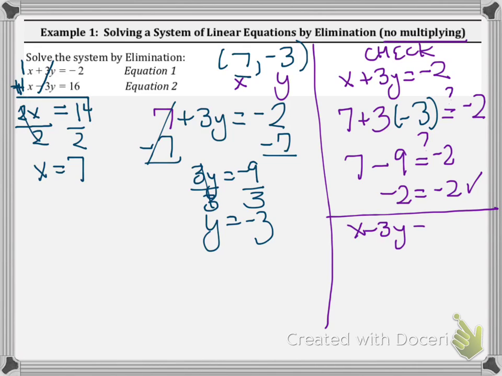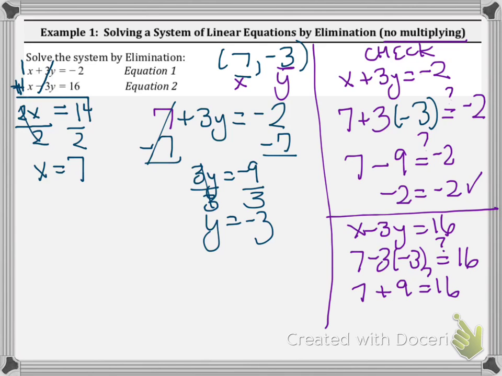x minus 3y equals 16. So again, we're replacing the x's and the y's with the 7 and the negative 3. So x is 7 minus 3 times y, which is negative 3, and that equals 16. We're going to see if it actually equals 16. So negative 3 times negative 3, order of operations, is positive 9. Does that equal 16? And yes, 7 plus 9 is 16, so 16 equals 16. This is correct. Therefore, the solution to this system is 7, negative 3.